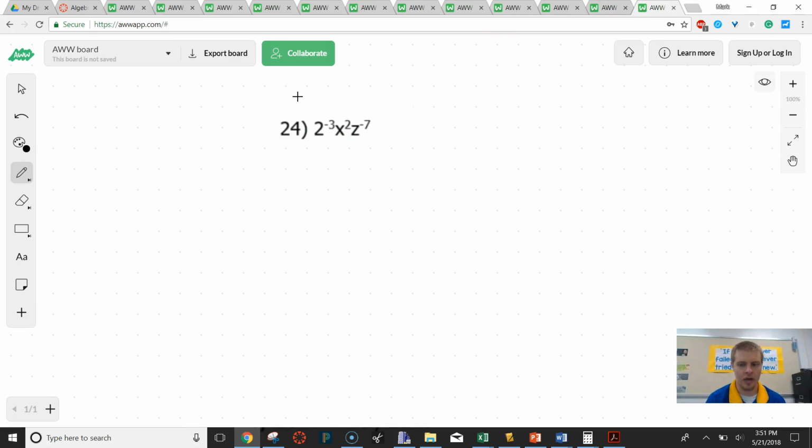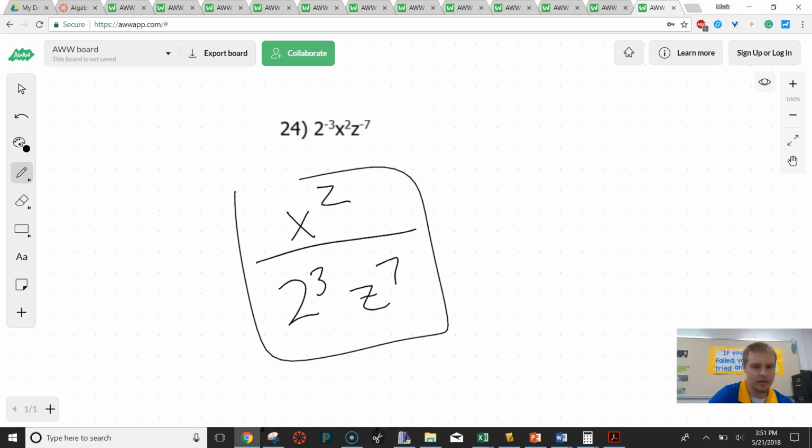This, we just want to fix the errors that we have, or not even fix the errors, but we want to write this without any negative exponents, because we don't want negative exponents. If you remember from before, negative exponents mean to divide. So this would be x squared over 2 to the third and z to the 7th. And this would just be our final answer. So anytime you see negative exponents, you know it means to divide, so go on the bottom. If you need any help, just let me know.